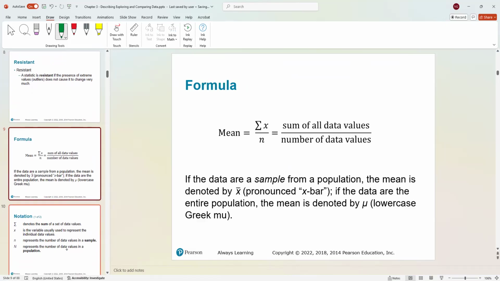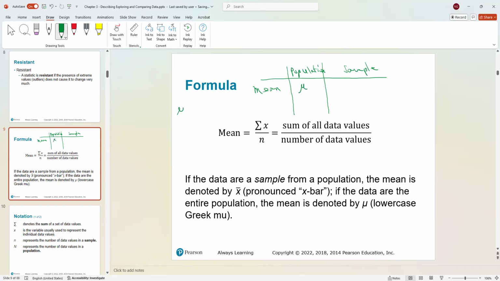All right. Now, this is the formula on how to find a mean. If you deal with a population or a sample, there are two different ways. Let's suppose it was a population. If it's population, the mean, we're going to call it mu. That's the symbol for the mean if it's population. It's the Greek letter mu. And for sample, we're going to call it x bar.